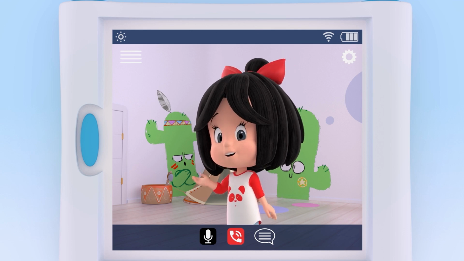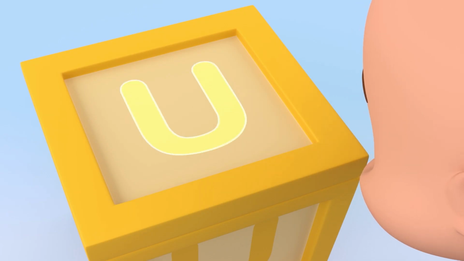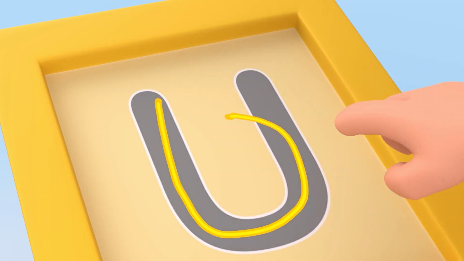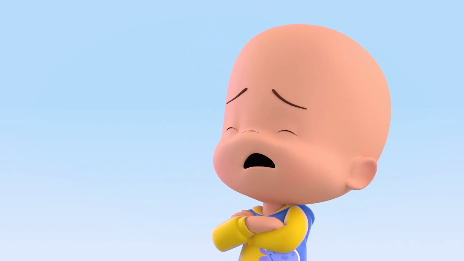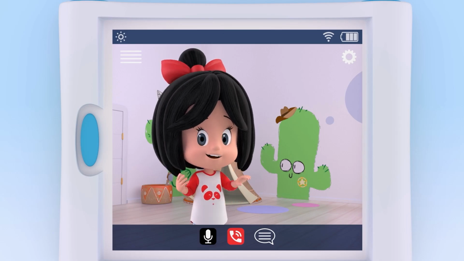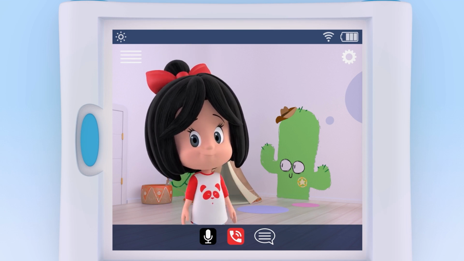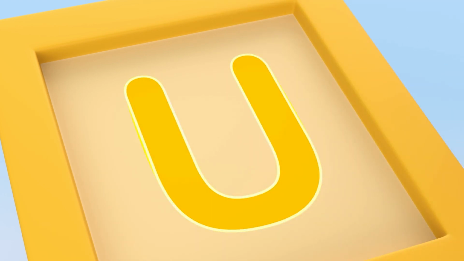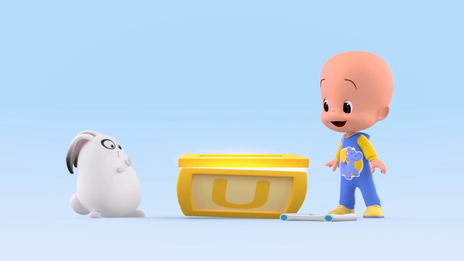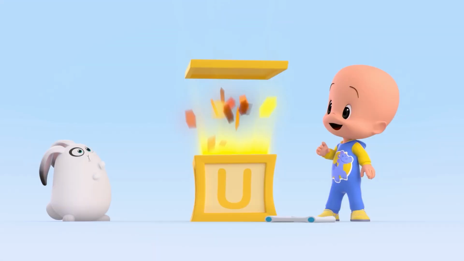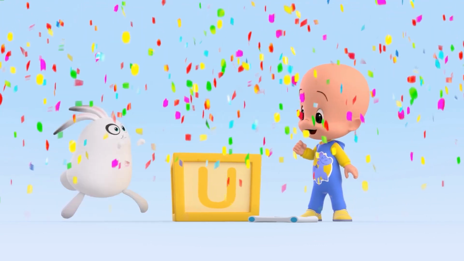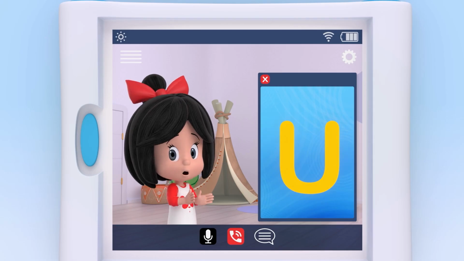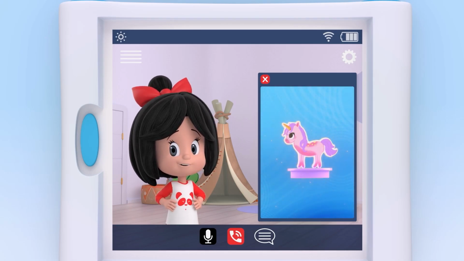Which animal starts with the vowel U? It just looked more like an O than a U. Why don't you try again? Unicorn. Of course, U is for unicorn.